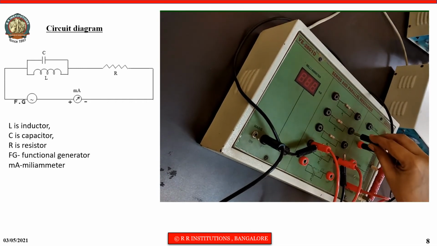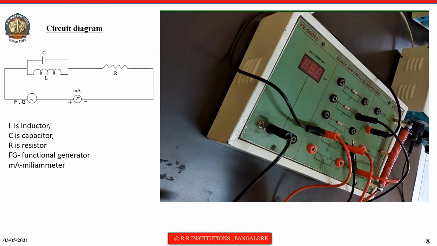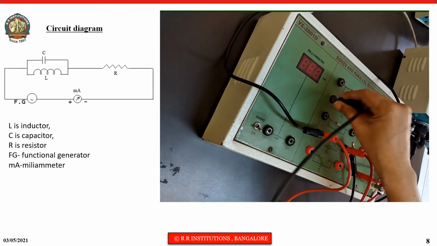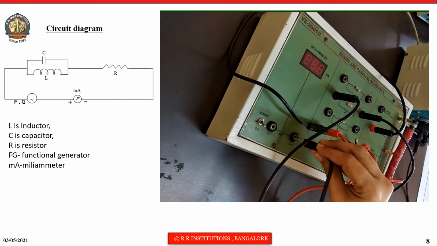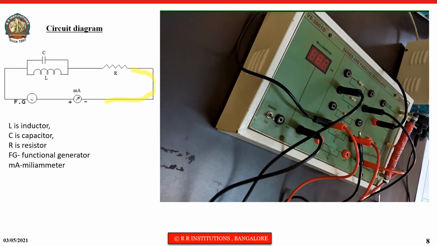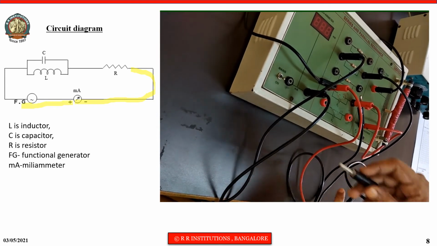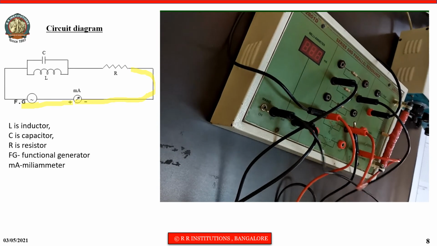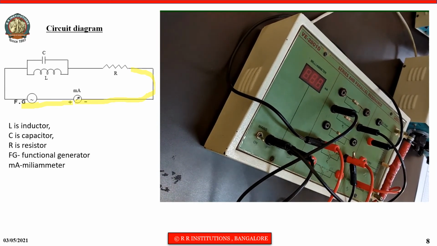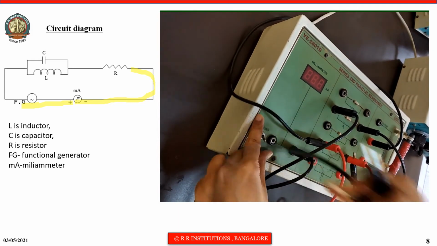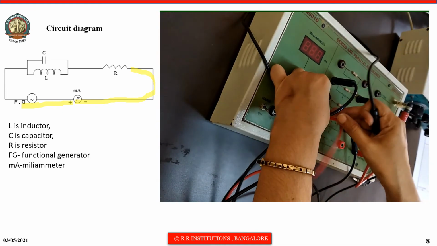Next, from the one end of the connection, it should go to the resistor. The other end of the resistor has to go to the one end of the milliammeter. The other end of the milliammeter must go to the signal generator. This is a short wire. Let me use a long wire here.